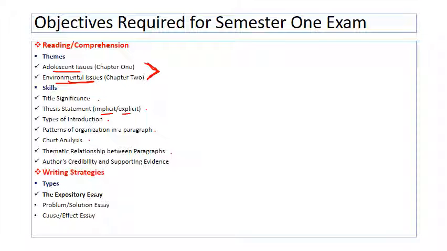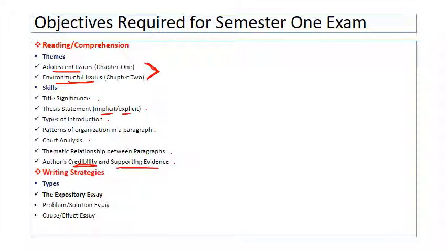Thematic relationship between paragraphs. How does the author link the paragraphs together? Is it a cause-effect relationship? Is it a question-answer relationship? Problem-solution relationship, etc. Author's credibility. How does the author gain credibility in a given article? Does he use supporting evidence such as statistics, facts, real-life examples, expert opinion, statements from witnesses? Those are all called supporting evidence in order to achieve credibility and objectivity.